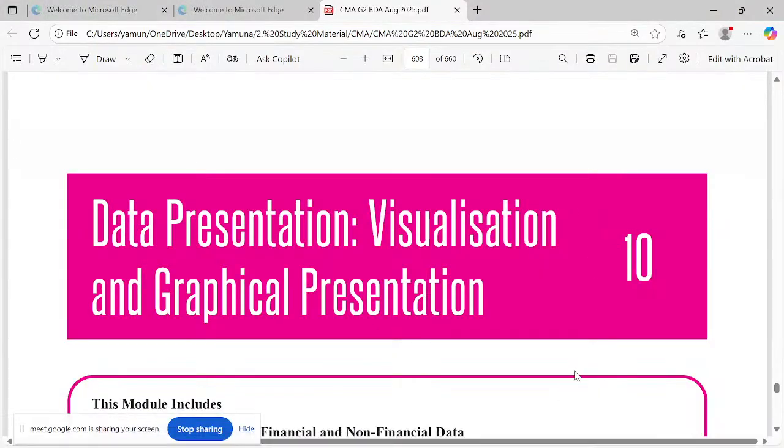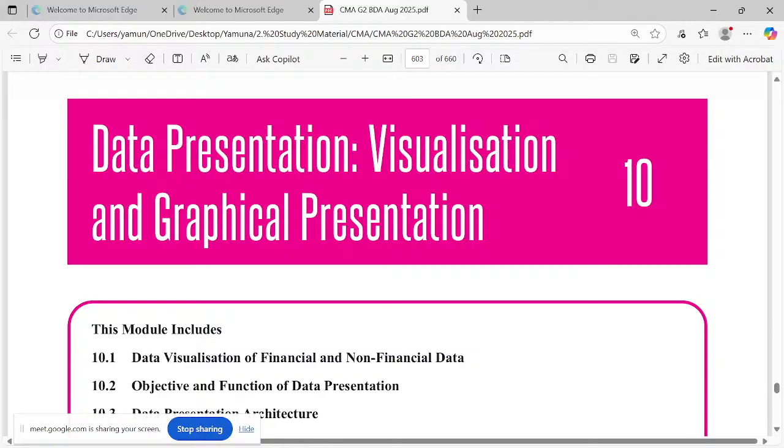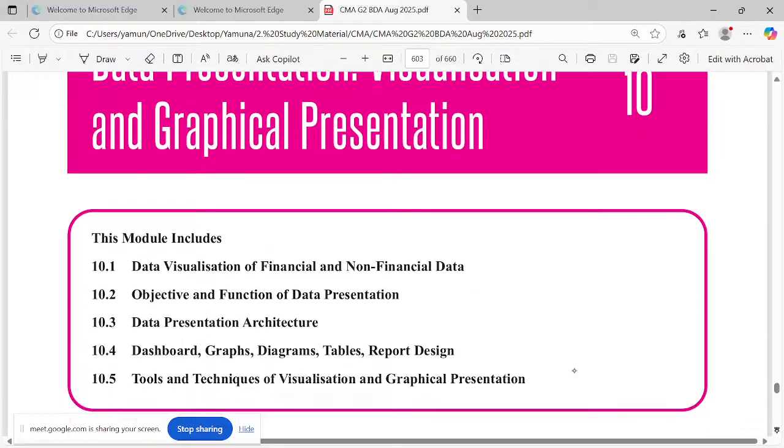So we have module number 10 on business presentation, business visualization, data presentation, data visualization, and graphical presentation. So we have data and how you're going to present that. Okay, so that's the content. It's actually a very easy content only. Chapter number 10, that is module number 10, is quite direct, easy content only.